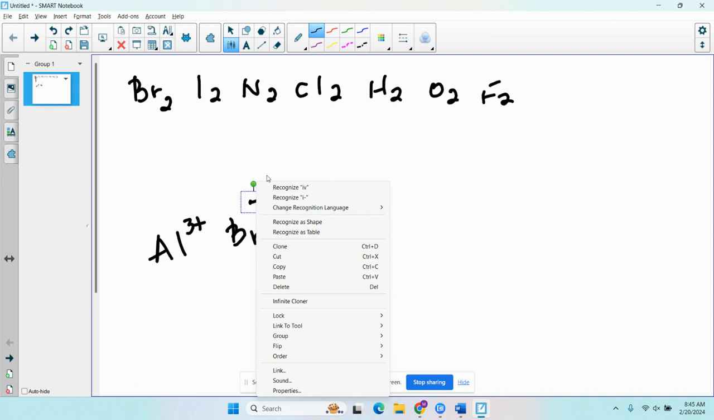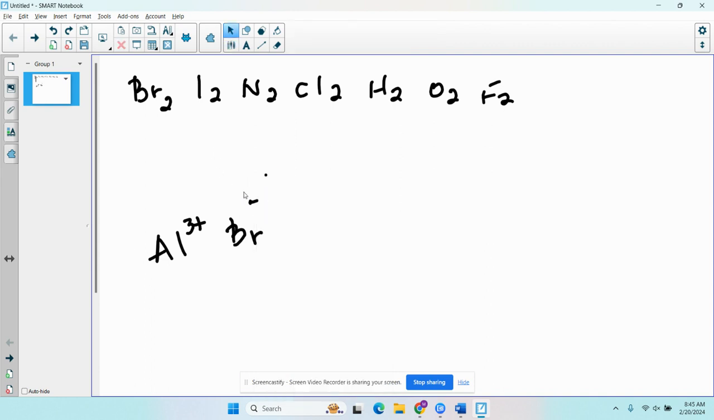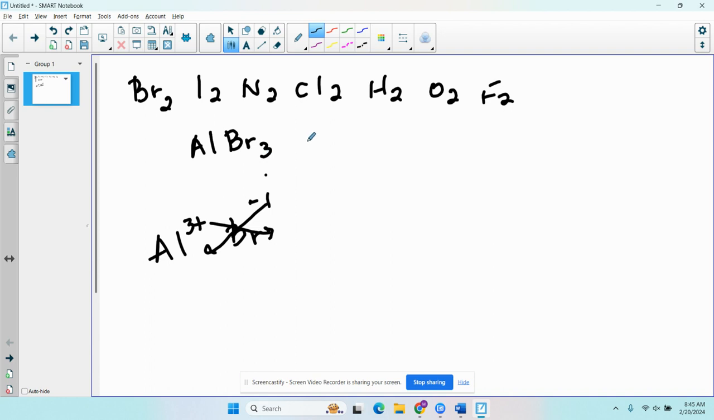Okay, -1. So you're going to have +3 and -1. What we're going to do is crisscross these, right? We're going to just bring our charges down. So I'm going to write the equation up here. How many aluminum do I need here? Just 1. How many bromide do I need? 3. Good. I bring that down. So there's aluminum bromide. There is my very first compound.